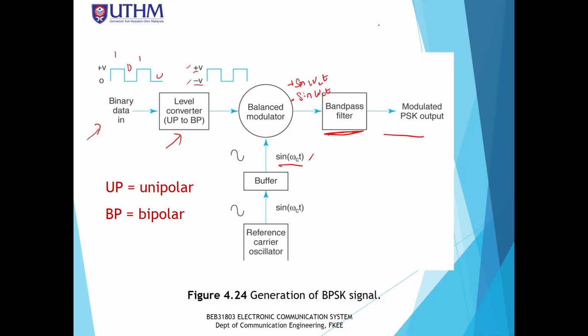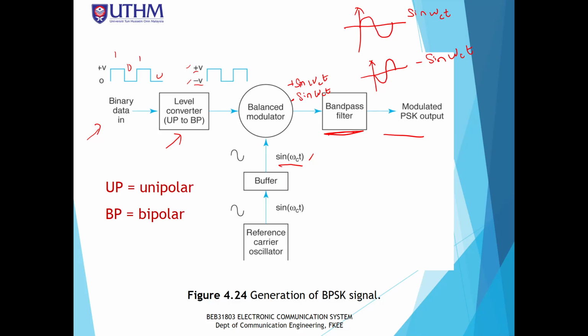So how do the positive and negative sine look like? Sine wave, as you know, is like this. This is the sine omega ct, a normal sine. What about negative sine? For negative sine, we start from here like this. It is inverse. This is the negative sine omega ct.